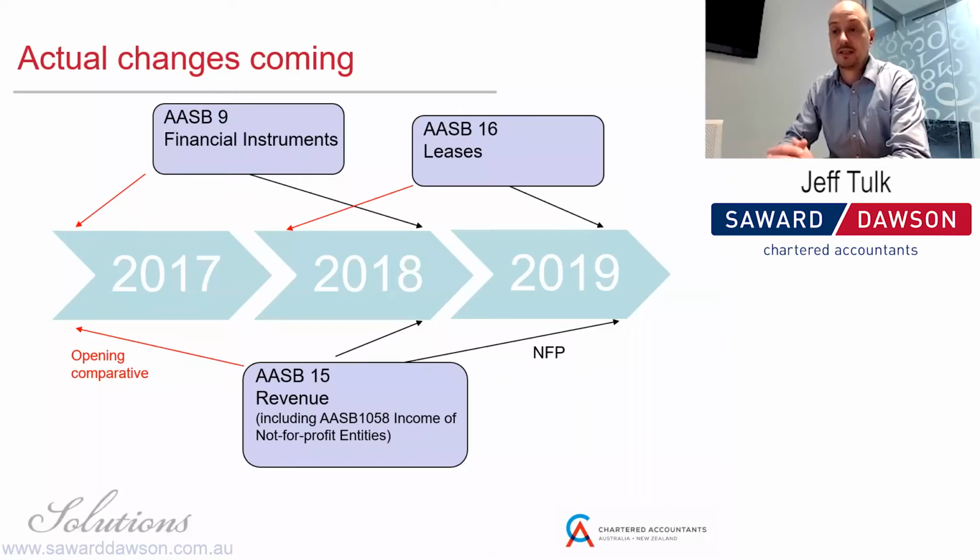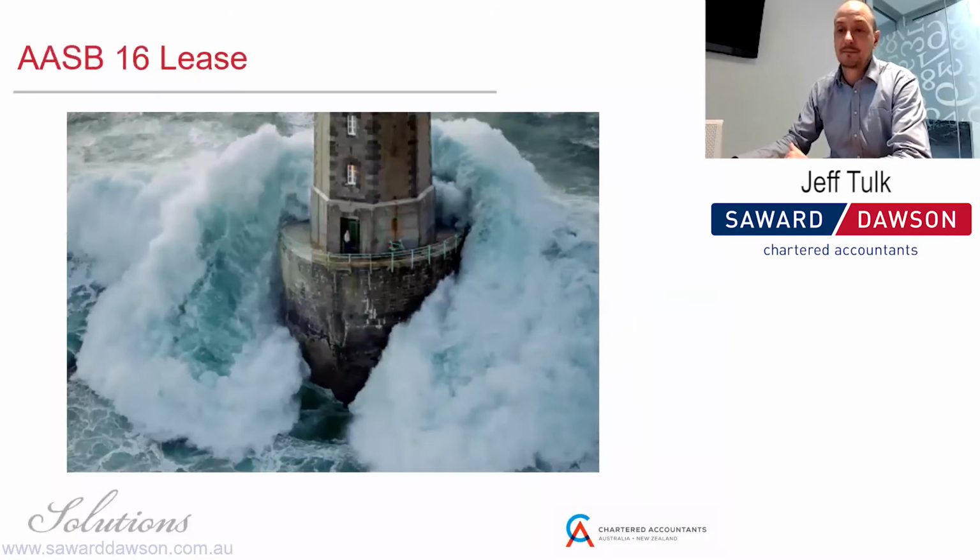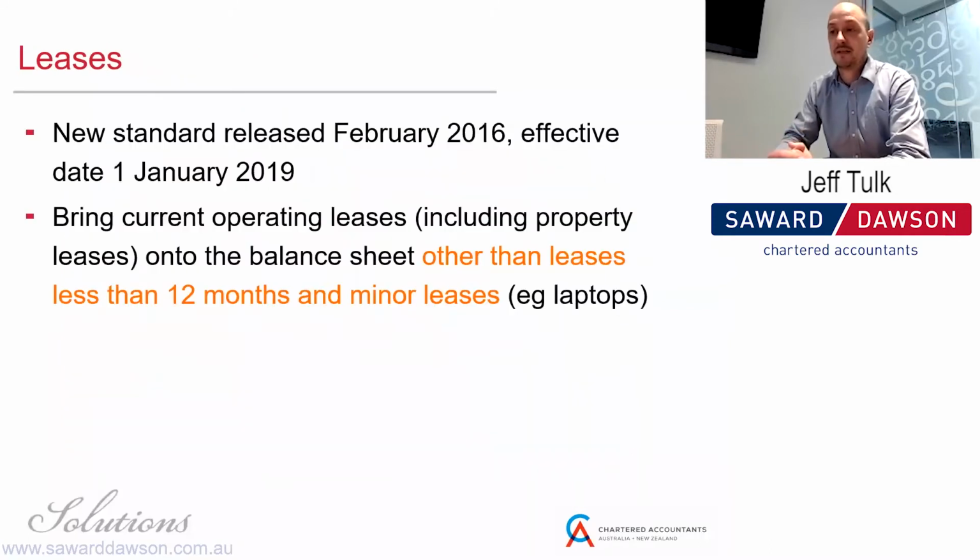So if we look at leases in particular, when's the new standard effective? Well, it's effective for periods beginning on or after 1 January 2019. So what does that mean? If you're a December year end, your first financial report that will need to comply with leases is the 31 December 2019 financial report. If you're a June year end, then you'll need to comply at 30 June 2020.